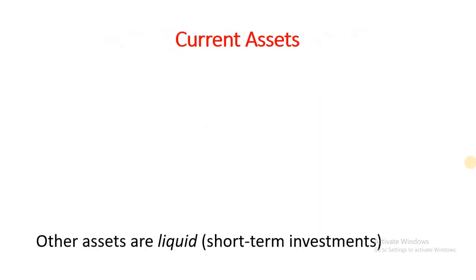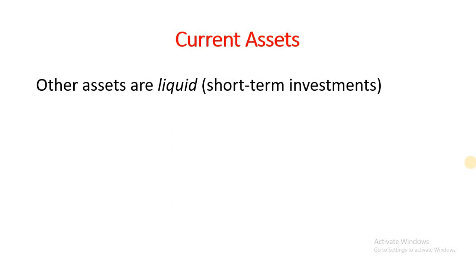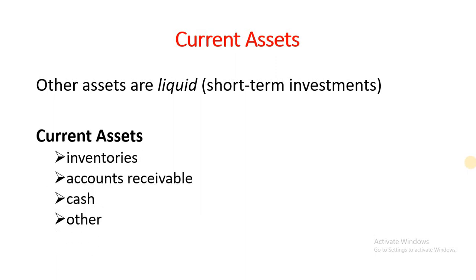Let's look at current assets. Current assets are liquid, or in other words, current assets can be converted into cash within a short period of time. Current assets can also be short-term investments. Let's look at the probable list of current assets. It includes inventories. So a company keeps its inventories in its godown for sale.